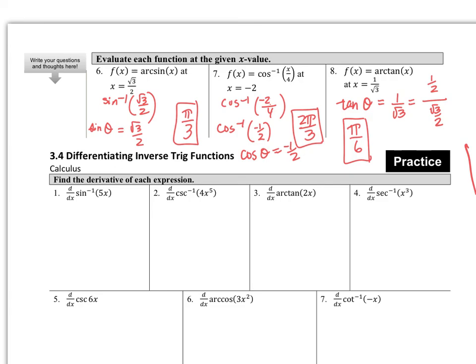Okay, so I want you to work the rest of these on the practice. I will post the answers only, and we'll talk about 3.3 and 3.4 tomorrow in class.